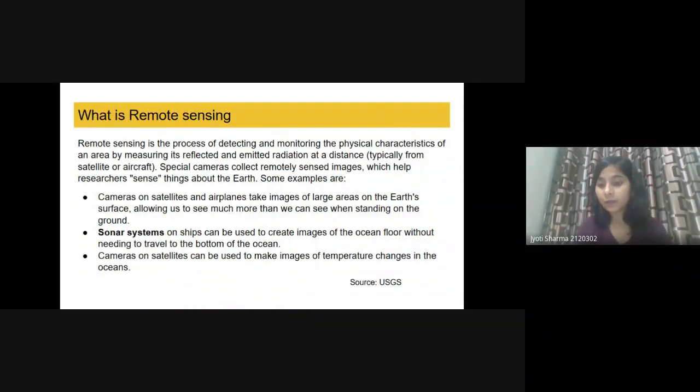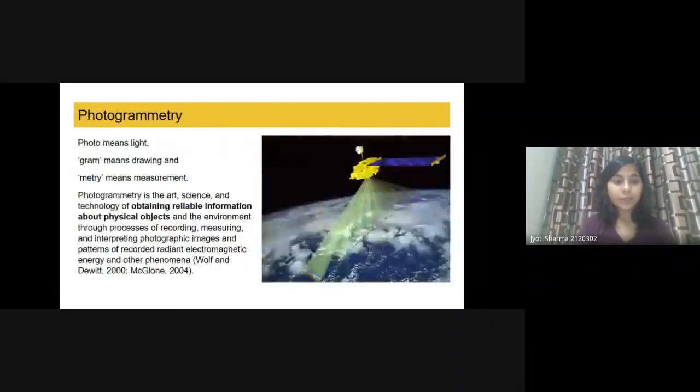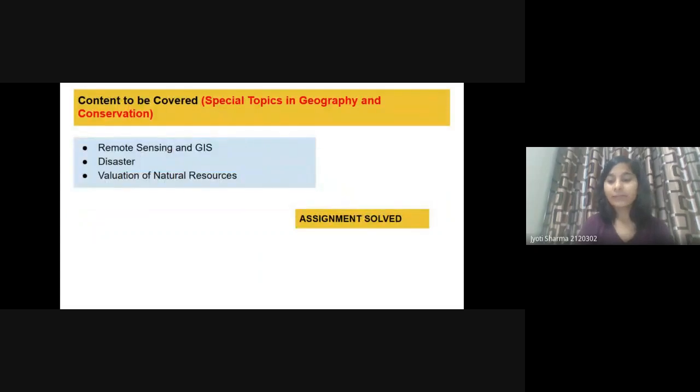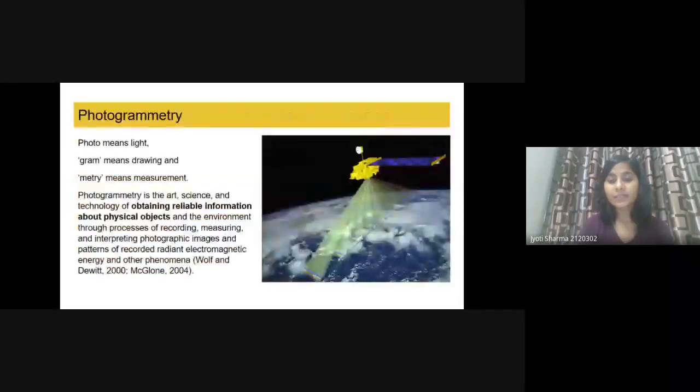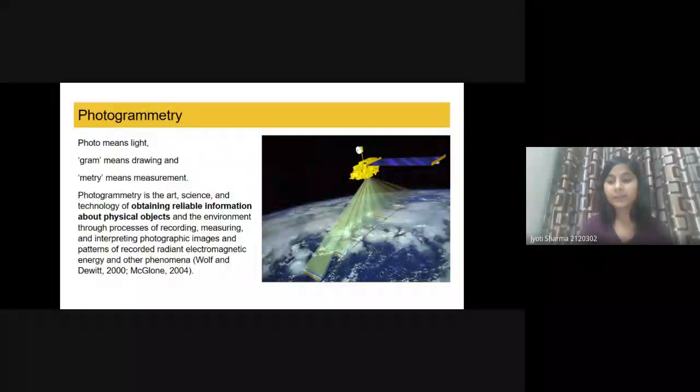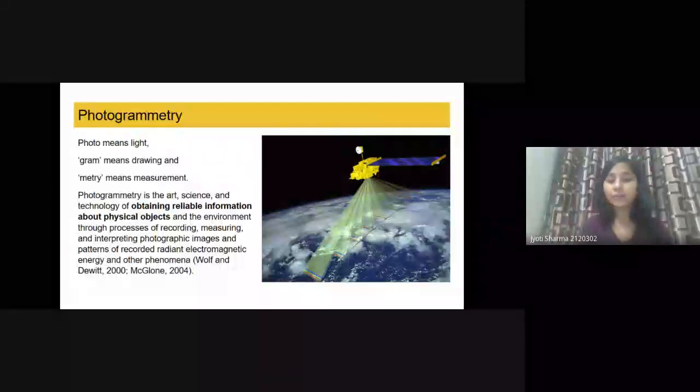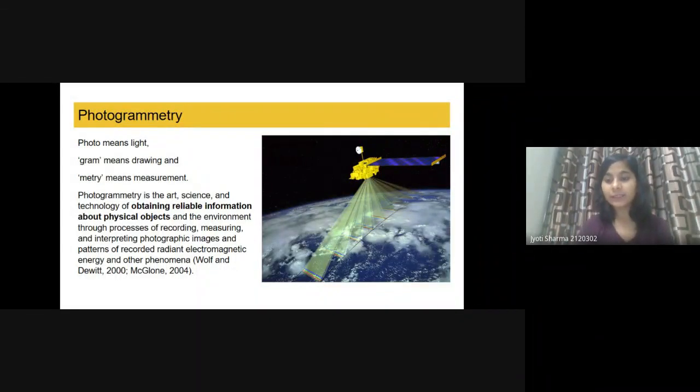Okay, Kuldeep, our topic is, see, we have three topics here in this special topic in geography and conservation. Firstly, we will talk about remote sensing and GIS, then disaster, and lastly, the valuation of natural resources. And right now we are talking about remote sensing and GIS. This is the first slide I talked about, and it is all about photogrammetry, because remote sensing is very much part of photogrammetry. Is it clear, Kuldeep?